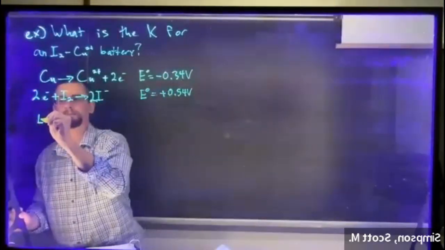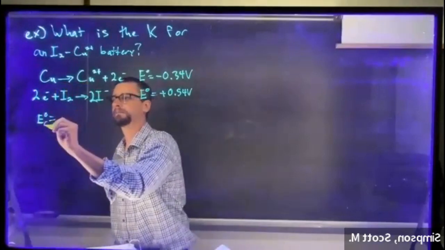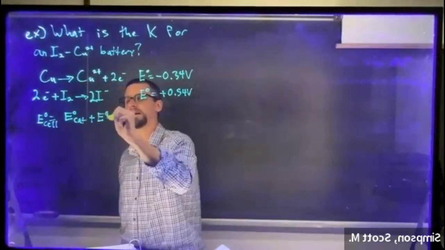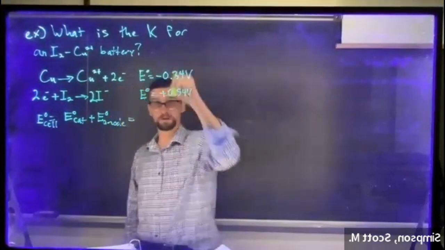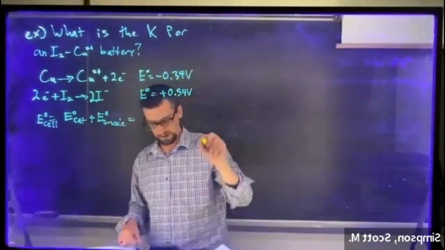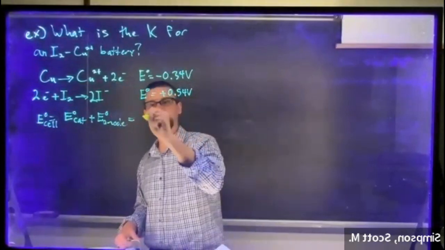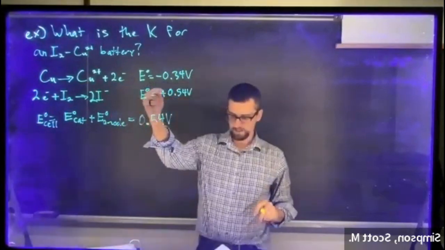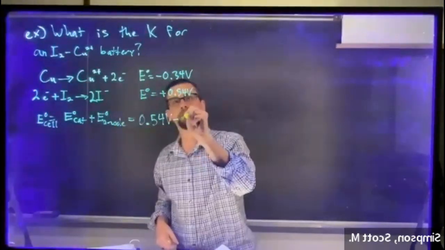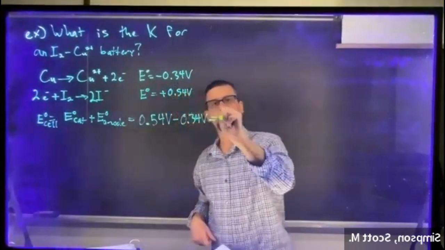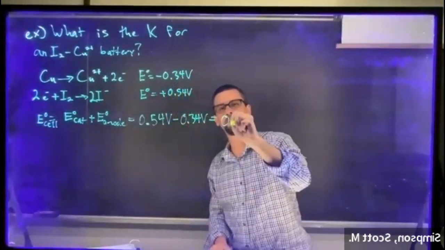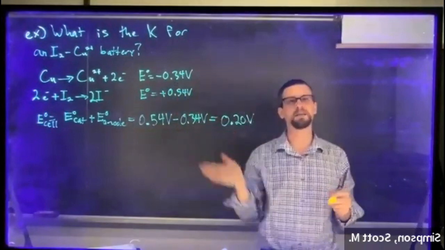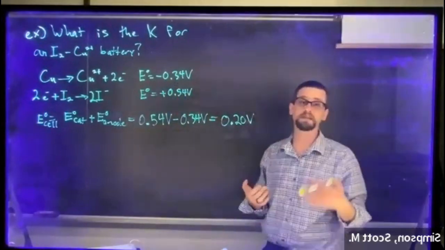So we want to calculate E naught of our cell. So we take E naught cathode plus E naught anode. So we're just going to slap these two things together. And what that will get us as we do that, we get 0.54 plus 0.34, that's 0.88 volts. Since we have these two, we're going to subtract off this guy. When everything's said and done, we end up with 0.20 volts. Okay, based upon this, we know we have a positive E naught of our cell, which means this reaction is going to be spontaneous.